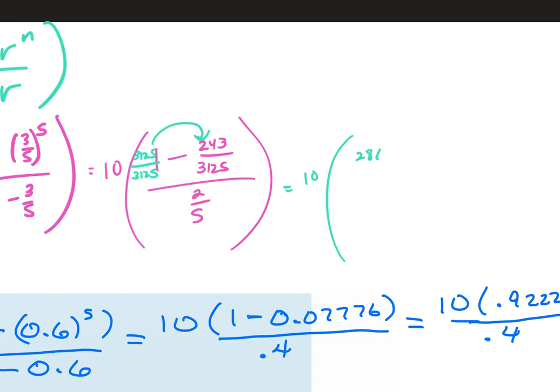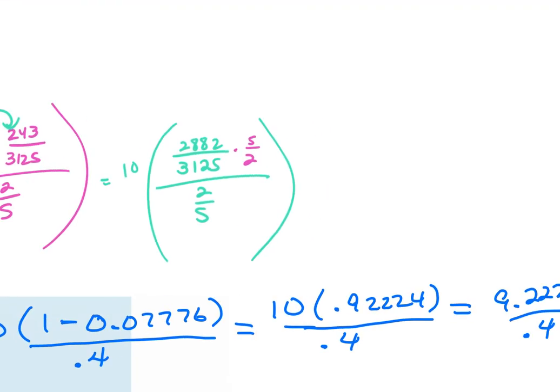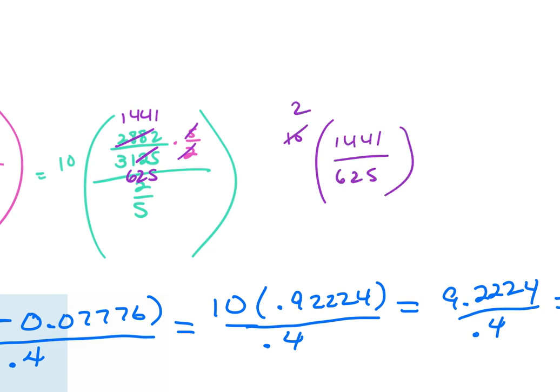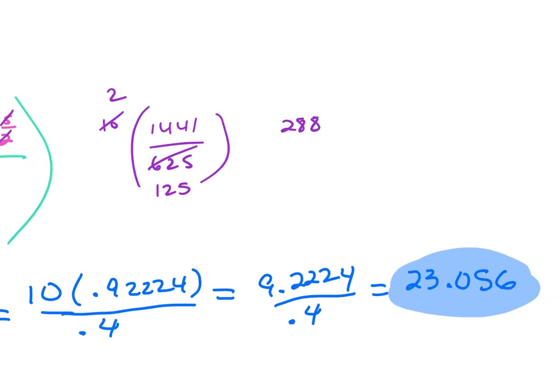Top is 2,882 over 3,125 over 2/5. Then we flip it. This will always simplify. So divide that by 2: 1441. 3125 divided by 5: 625. You get 10, 1441 over 625, and then 5 goes into both of these. And then it's 2882 over 125. That would be how you keep it.